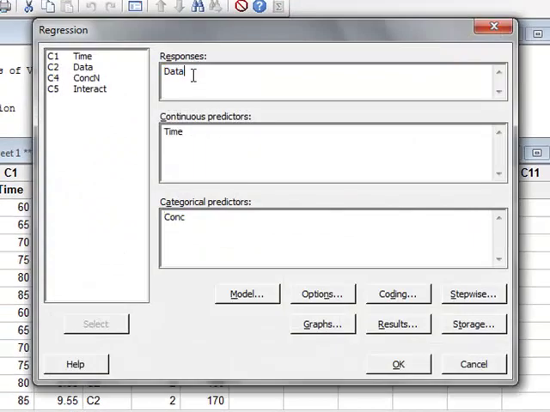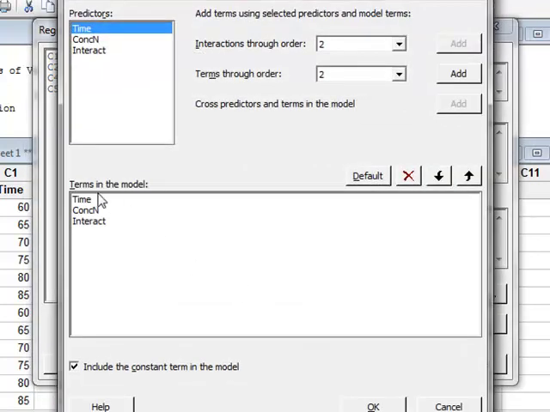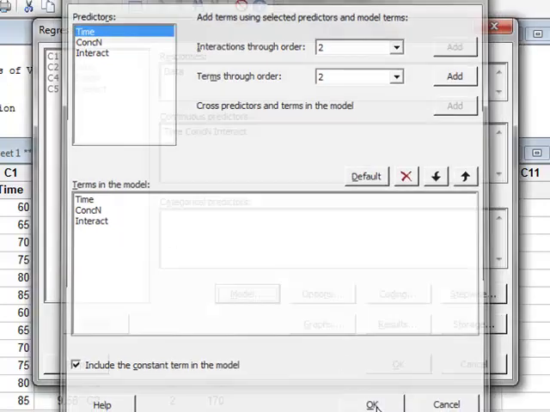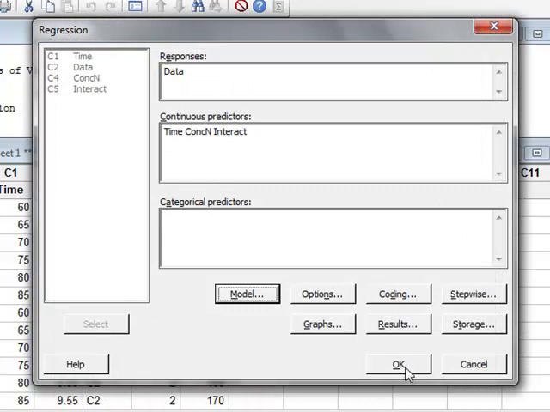Again, we have the data. We also have the numerical value of time, but instead of the categorical predictor for concentration, we will use the numeric Concentration N, and we will also introduce the interaction. We will check the model, and we have these three simple numerical terms in the model. We can say OK, and we can run the analysis.